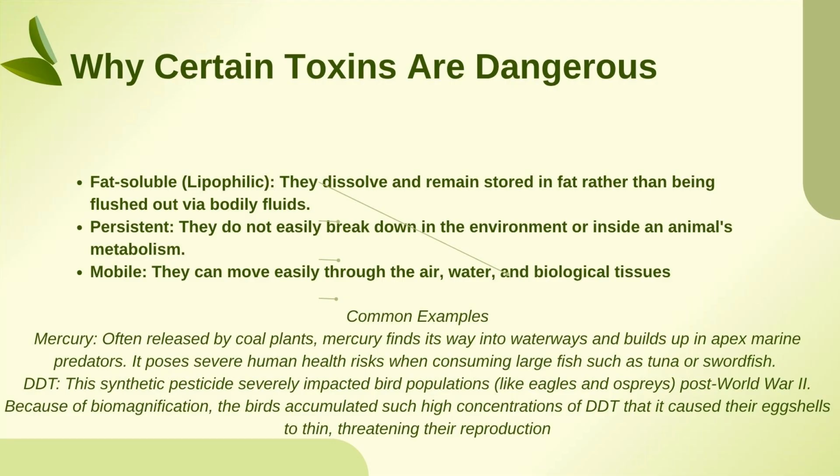Here are some examples. Like mercury, often released by coal plants, mercury finds its way into waterways and builds up in apex marine predators. So it poses a severe human health risk because humans consume large fish such as tuna, swordfish and so on. The same happens with DDT. This synthetic pesticide severely impacts bird populations. Because of biomagnification, the birds accumulate such high concentrations of DDT, which causes thinning of their eggshells and also threatens their reproduction. This completes the basics of ecology and ecosystem.